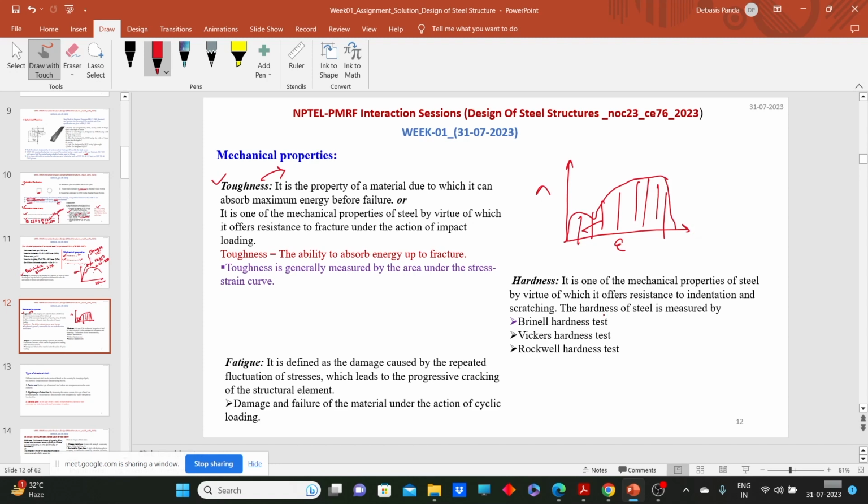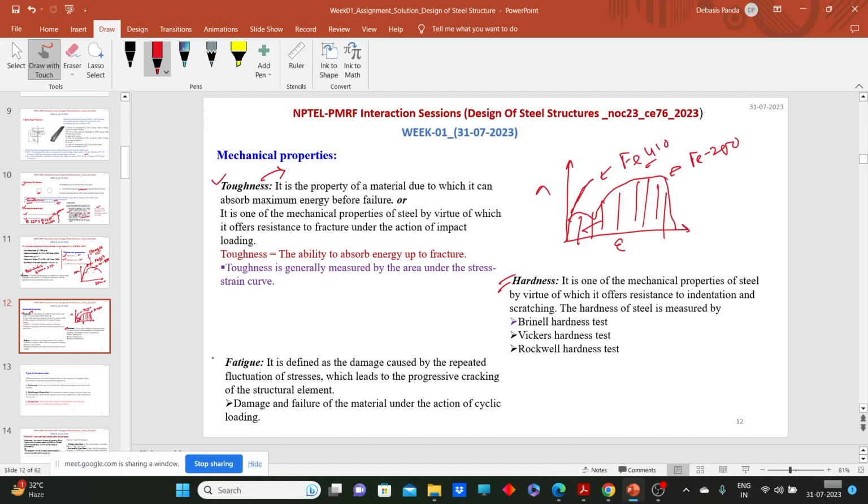That means if we now think about it, this is Fe250 and this is Fe410. So which one is more tough? Yes, Fe250, because it can absorb more energy than Fe410 before failure occurs. Now hardness doesn't necessarily mean that it's hard. It's the property by virtue of which a material can resist indentation and crushing.